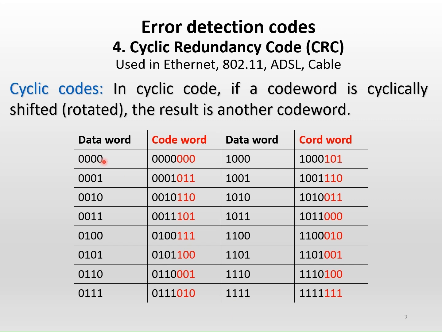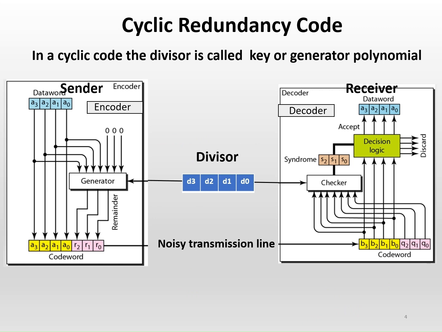Now the data word is 4 bits long, and 3 redundant bits are added, so the total code word is 7 bits. With 7 bits you can have 2 to the power 7, that means 128 code words, but not all of them are valid. Only 16 of them are valid. Now let's see how those redundant bits are added. A key is needed for this code generation, and the key is also called the generator polynomial, which is also called the divisor.